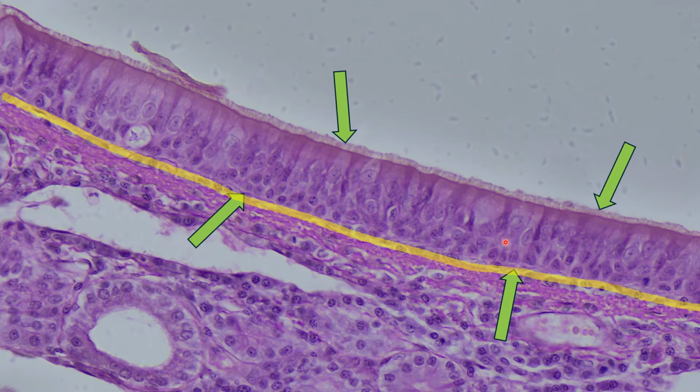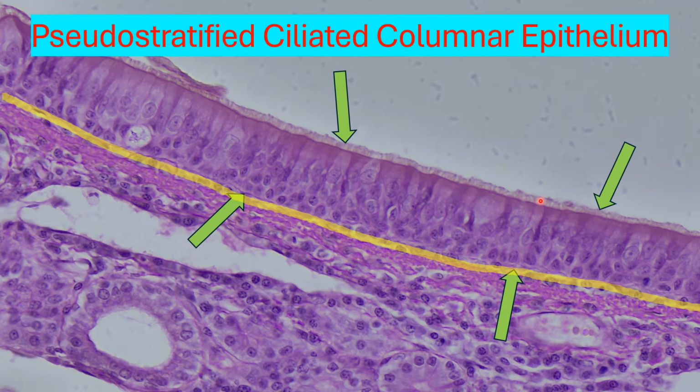Basal membrane, free or apical surface. Because we have that empty space, we're going to think epithelium. It's lining something. We see there are multiple nuclei that appear stratified, but we can see some of these cells, such as this one right here, start from the basement membrane and extend all the way up to the apical surface. Therefore, it is falsely stratified or pseudo-stratified, and then we have the cilia right here, columnar epithelium.